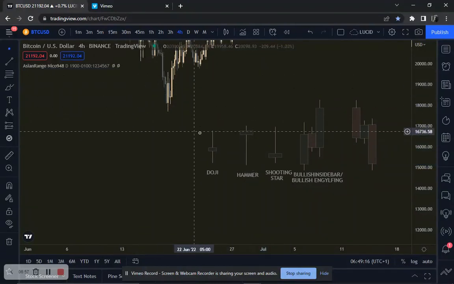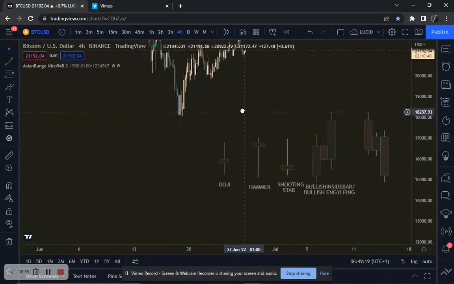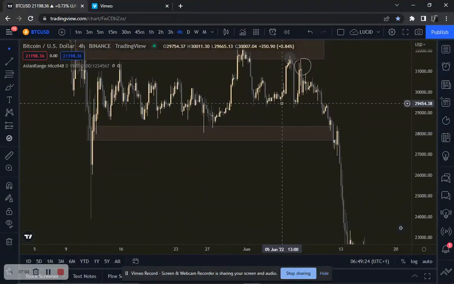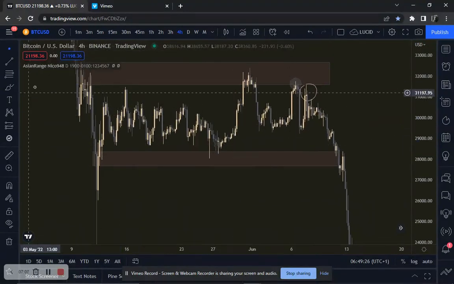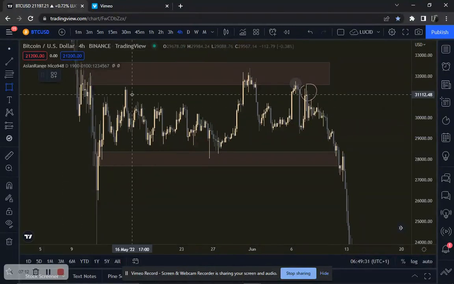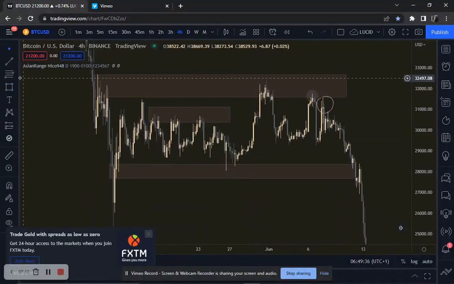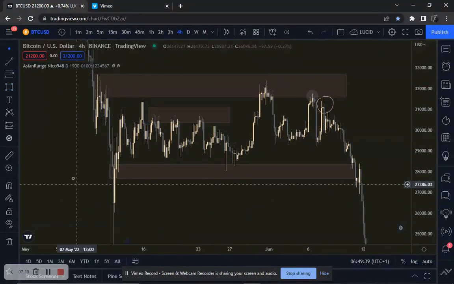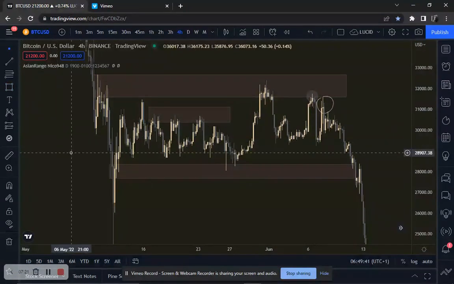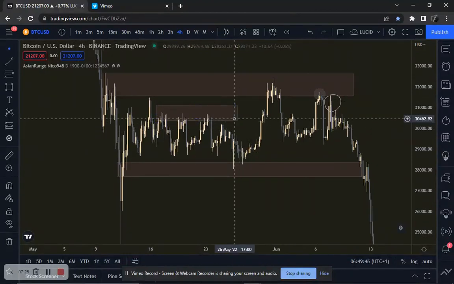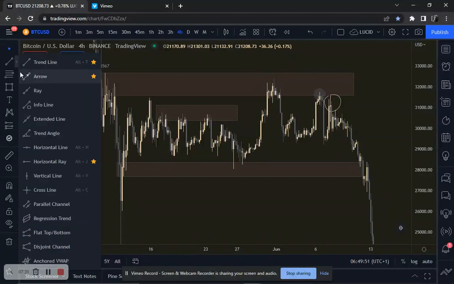We have the hammer, the doji, shooting star, bullish engulfing, and bearish engulfing. I have our support here, our resistance here. We had another little resistance up here. You can trade these candlestick patterns practically with any strategy, be it trend line strategy, support and resistance strategy, or supply and demand strategy. You can trade this.